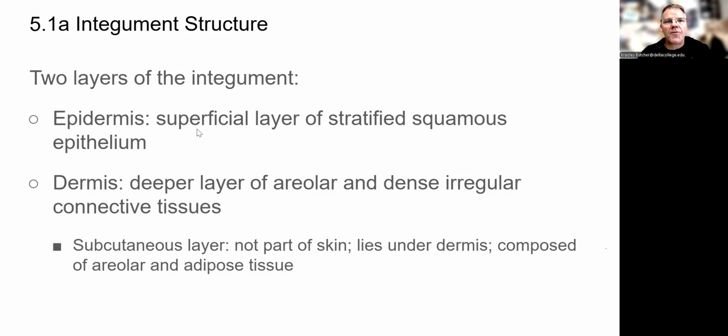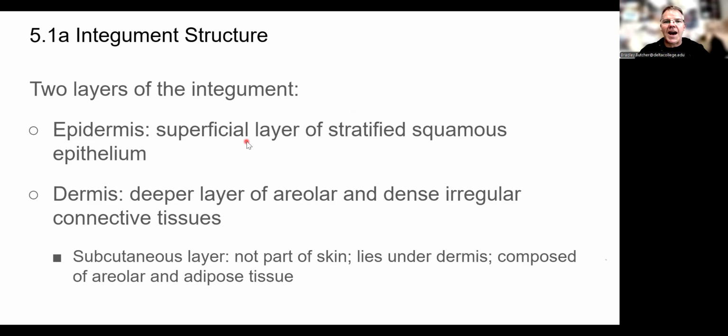Recall the word superficial means towards the outside. So the skin is superficial to the bones. And in this case, we would say the epidermis is superficial to the dermis. The dermis lies deep or within that epidermis. And then remember the word stratified means many layers. Squamous means squashed. And that epithelium is tissue that covers and protects. So this really provides that protection.